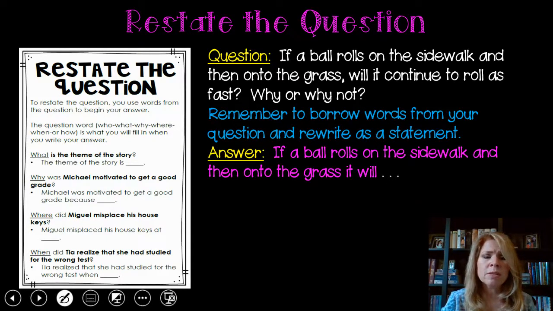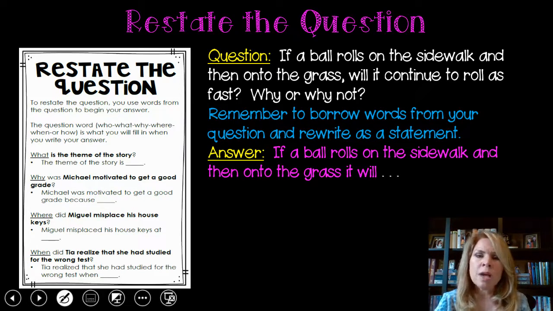Where did Miguel misplace his house keys? Miguel misplaced his house keys at, and then we tell our where. So we're using those how, when, why, where questions. That's what we're answering at the end. So remember to borrow words from your question to rewrite it as a statement. So let's look at our question.